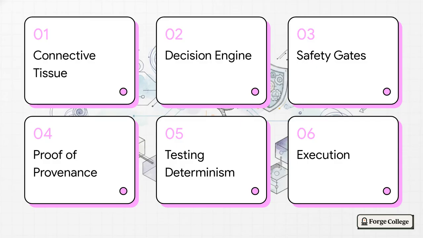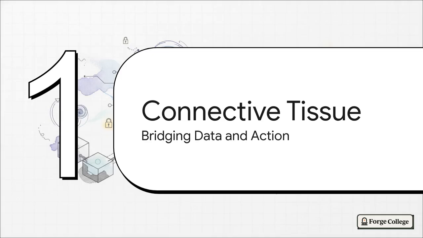We'll kick things off by identifying the missing connective tissue, then look inside the decision engine itself. After that, we're setting our safety gates, demanding proof of provenance, testing for absolute determinism, and finally, making our handoff to execution. Okay, let's dive right into section 1, the missing connective tissue.